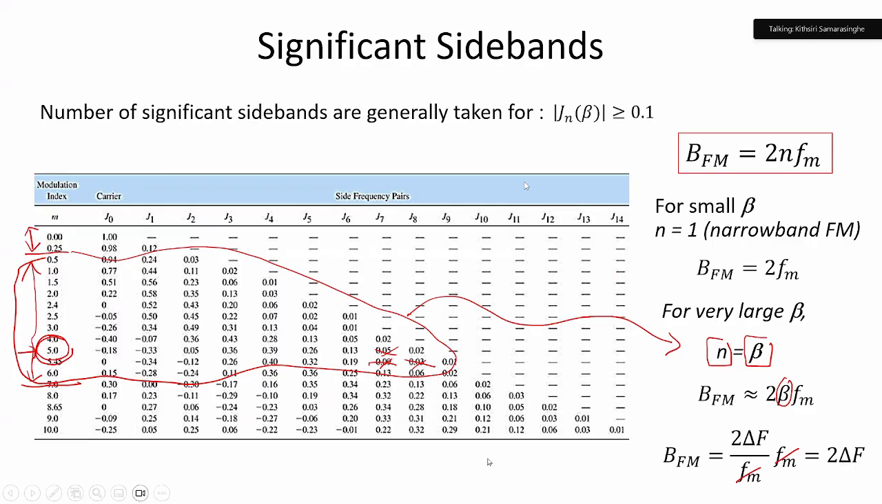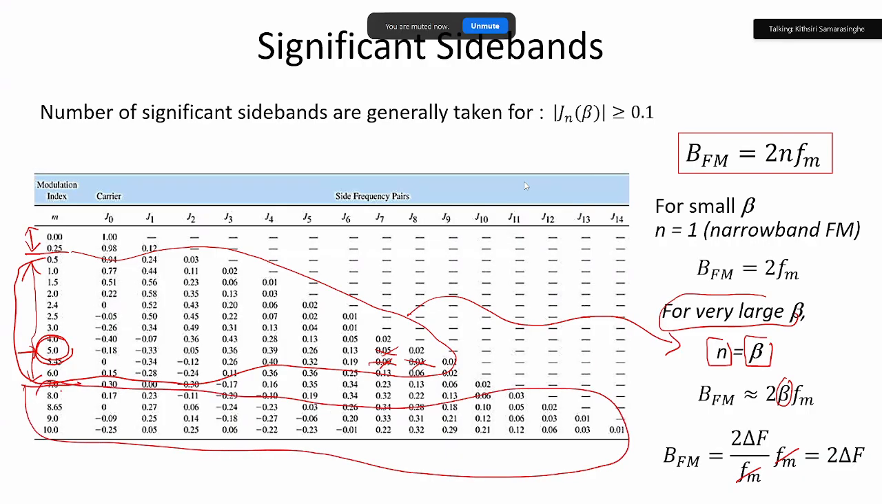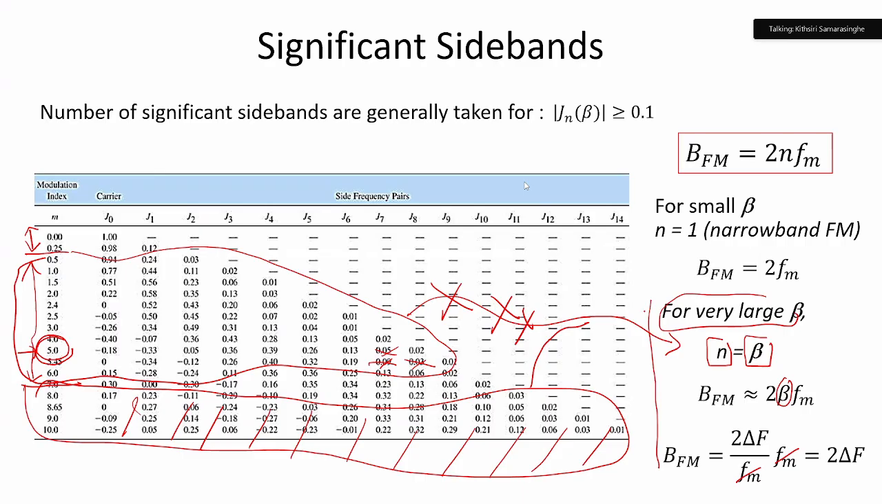I'm sorry, it's for the large beta. This is for very large beta, not the medium values here. This section, large values. Sorry about this. For this section of the table, large beta values, what I said is true.